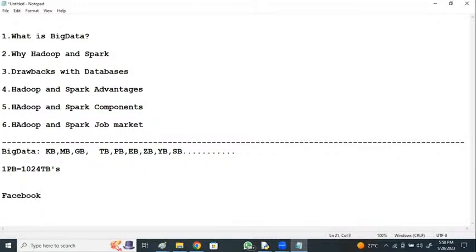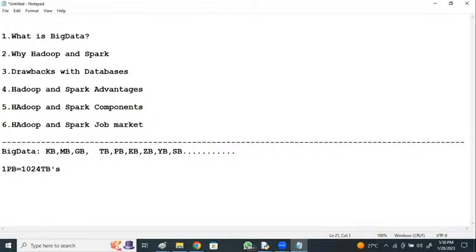Facebook has users not only within the country, it has millions and trillions of users throughout the world. What is the data generated by Facebook in a minute? How many posts and videos are getting circulated? What should be the storage capacity to store all those videos and posts? The data generated is not in MBs or GBs, but in terabytes and petabytes of data.